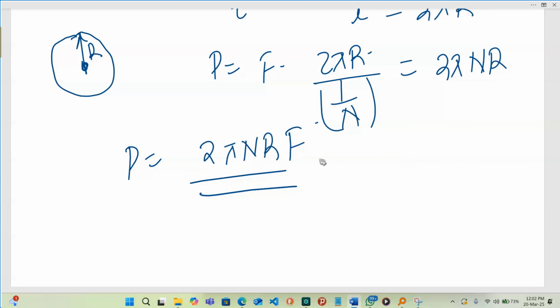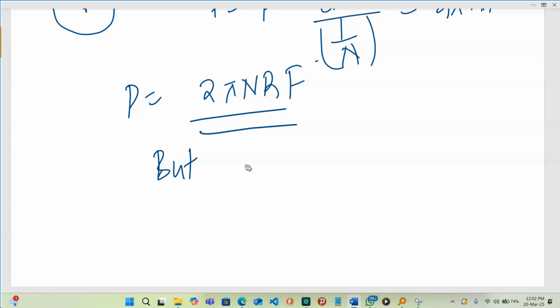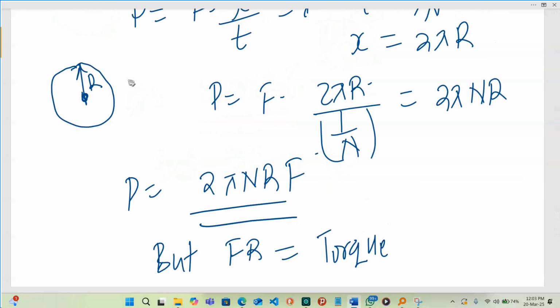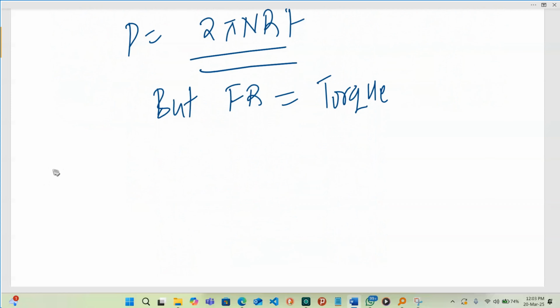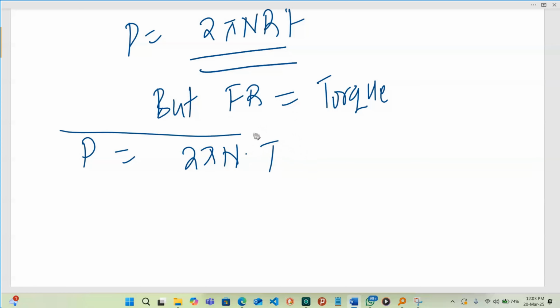This is multiplied by F. But Fr is the same as torque. This is what we mean. We are applying a force here, and then the perpendicular distance is R, and this is F. And we say the torque is a moment of a force. So that means power will therefore equal 2πN times torque. So this equation itself is very important.